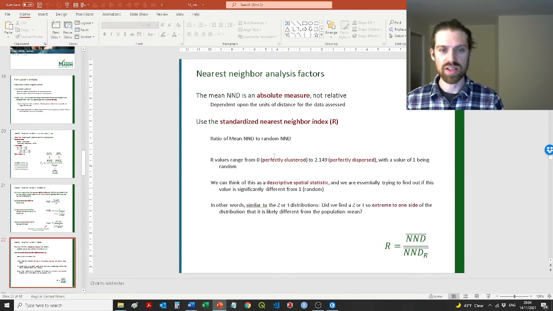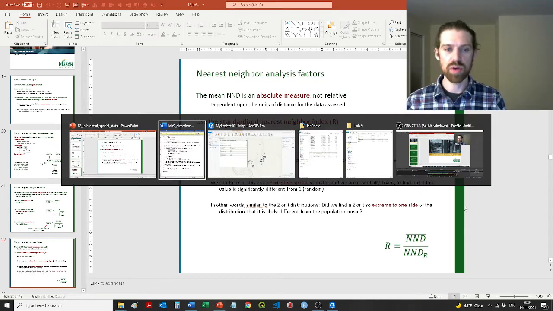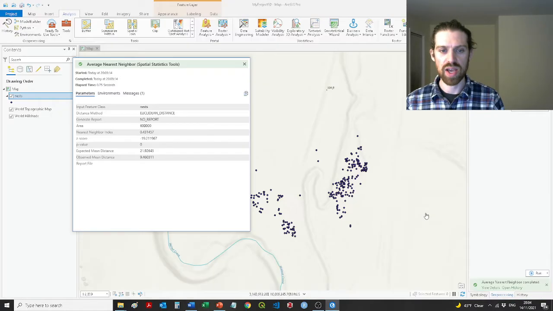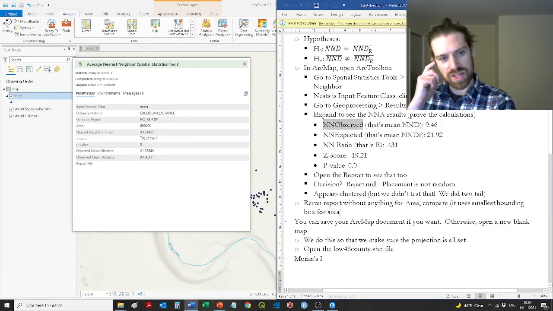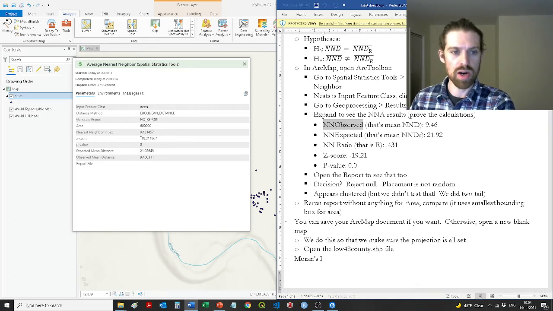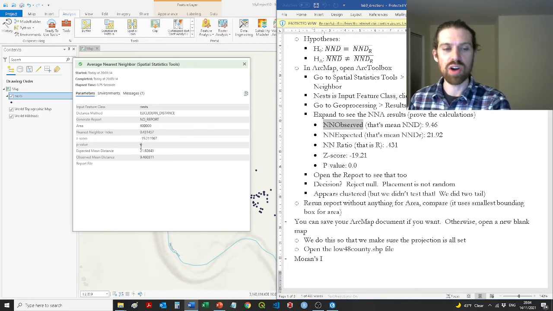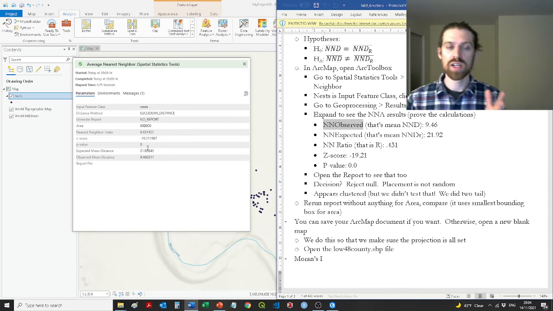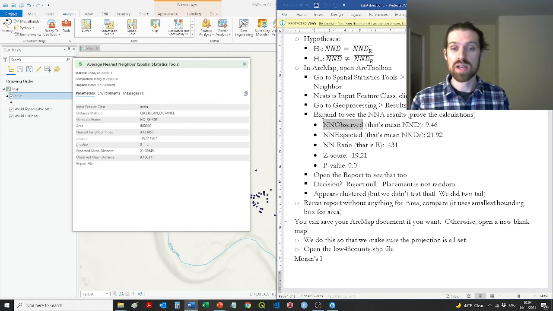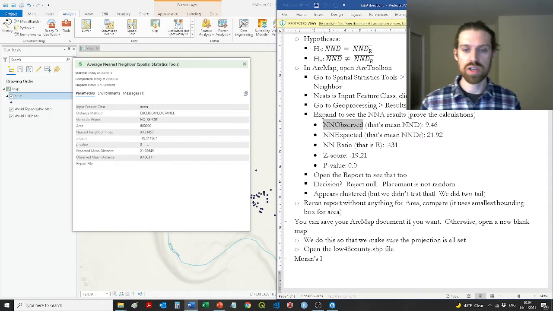Okay, and that's going to give us a relative indicator of how clustered or dispersed these data are. Essentially what we end up with is a z-score which is minus 19.2, so it's very large, and we get a p-value of 0, which means it's very, very highly significant. So it's well below the 0.05 level that we'd be looking at if we wanted to be at least 95% certain that the results haven't just completely occurred by chance.